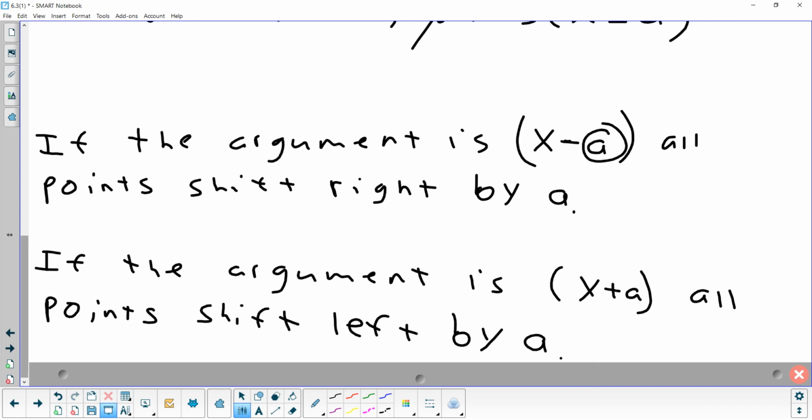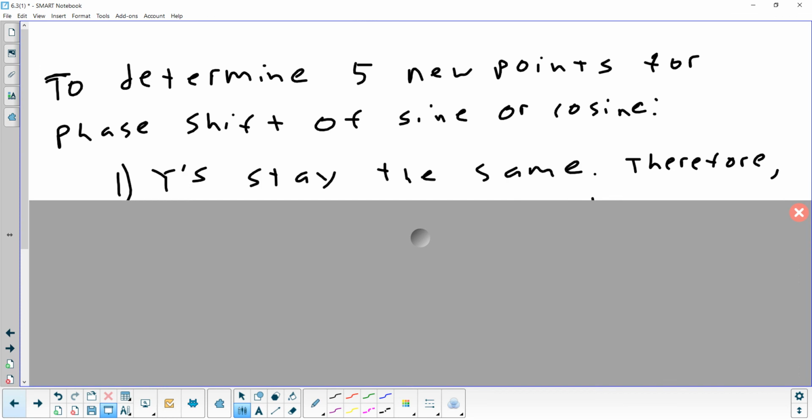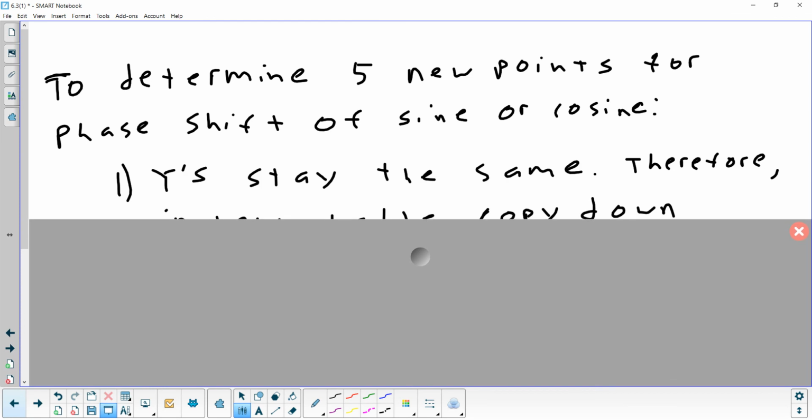So our goal is going to be now, if I give you a problem like that, don't write it yet. How do we change the x values? It's a phase shift because we're subtracting inside the argument. I know the y values aren't going to change because I'm not moving it up and down. So how are the x values going to change? That's what we need to figure out. So how do you figure out the 5 new points? You've got the original points. That's in your table. Now we're going to find the new points.